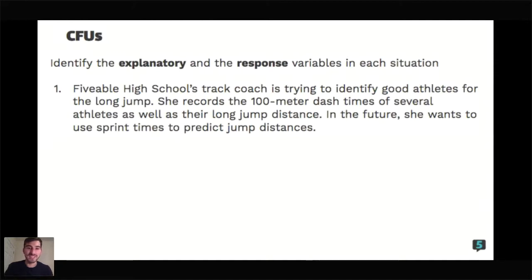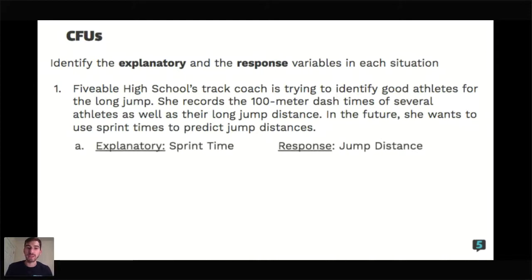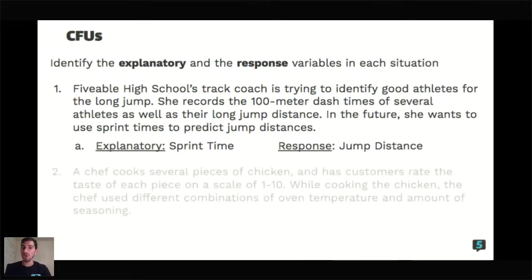All right, hopefully you've gotten a chance to think about it. In this situation, the keyword is predict. The thing we're predicting is going to be the response variable. So therefore, sprint time, how fast they can run, is the explanatory variable. And the response variable, that is a result of how fast you can run, is potentially how long you can jump.